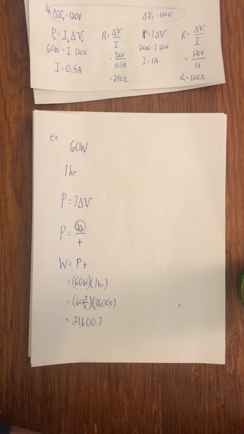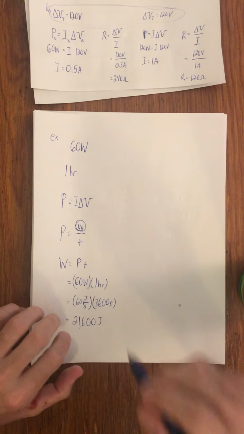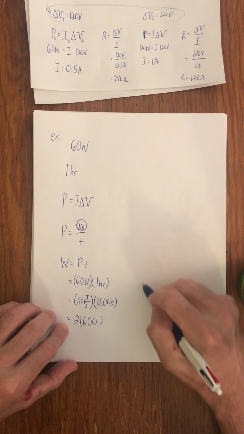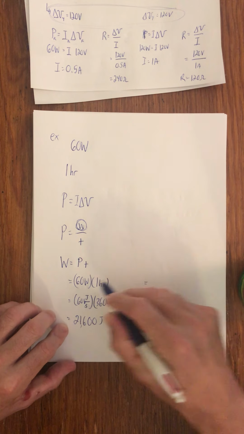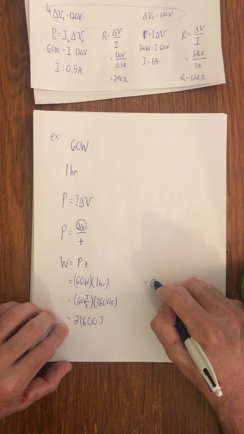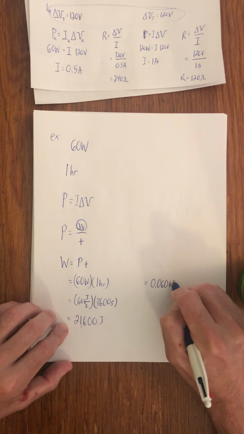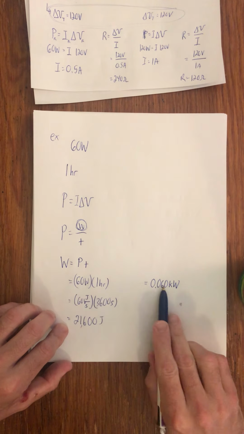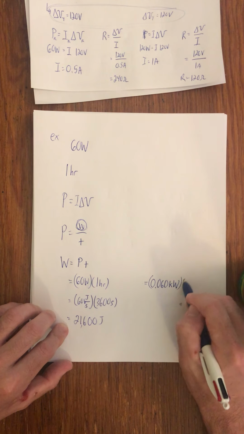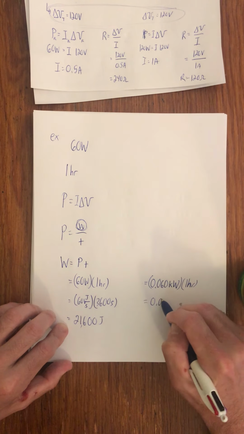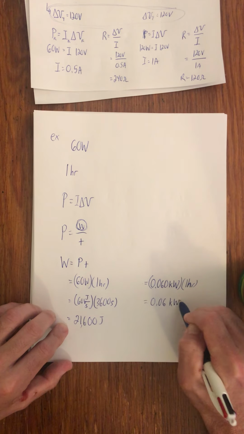Do you remember the other unit of energy we created when we were dealing with large amounts of energy? Hopefully you do, and hopefully you remember the unit called the kilowatt hour. I can do this same calculation by converting my power to kilowatts, right? So a kilowatt is just 1,000 watts, so divide by 1,000 there to get that. And then I can multiply it by hours, and then I get this as 0.06 kilowatt hours.